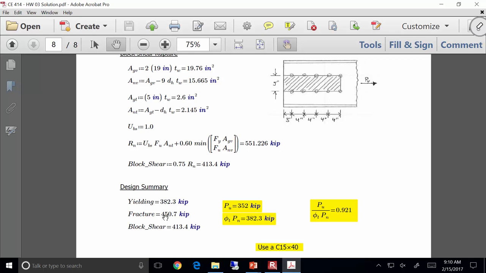I mean, we divided by fracture in our example because that's the one that governed. It didn't govern in this case. Yielding governed. So we wouldn't have known that until we went through and did the calcs. All right, does that make sense? Is everybody okay with that? Everybody good?